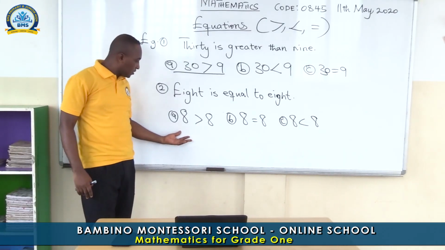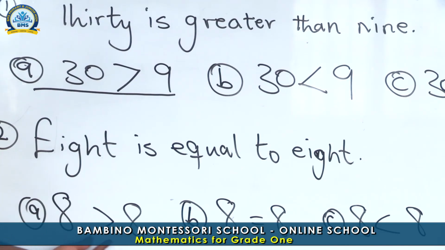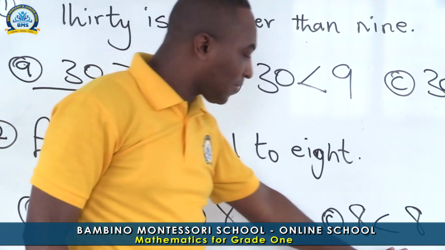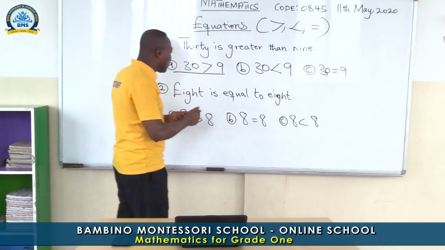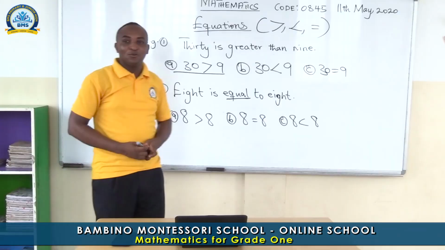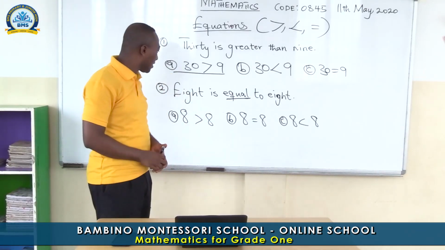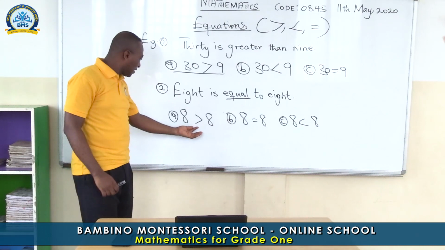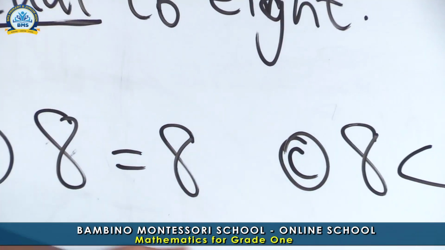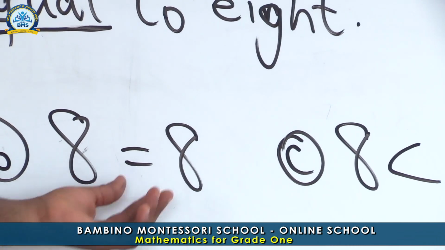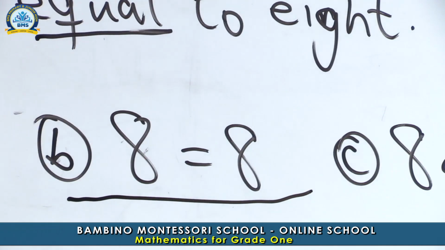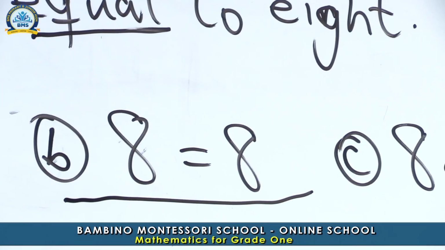When we say 8 is equal to 8, we have the first option here, the second, and the third. The key word here is equal. So straight away, you have to look for the equal sign. Here is the greater sign. Here is the less, and the equal sign is in the middle here. So definitely, the answer is B. That's 8 is equal to 8.